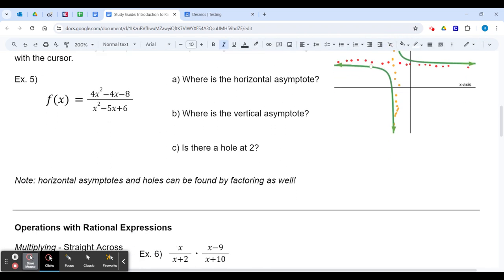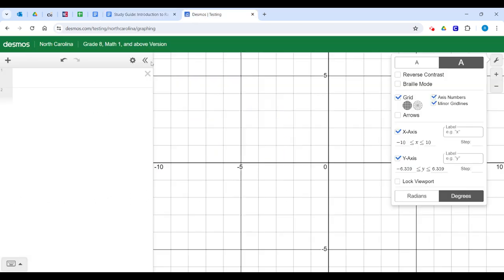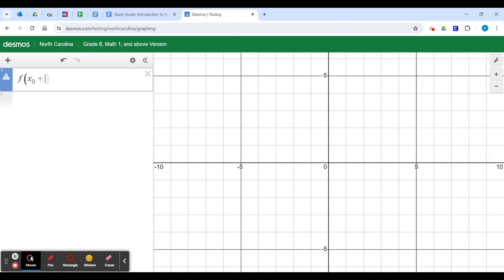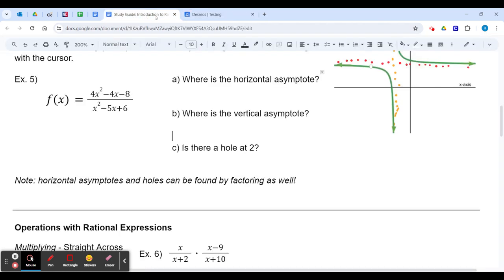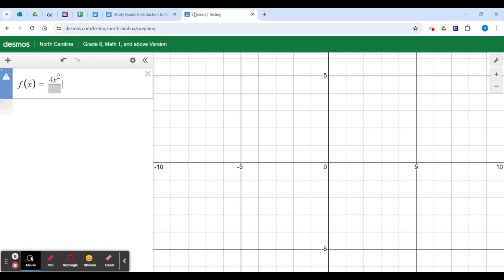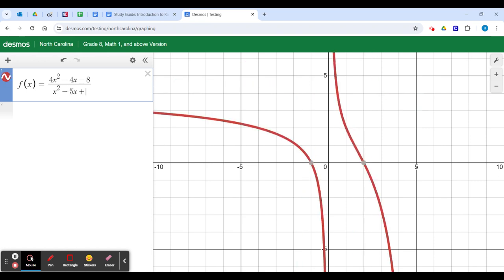For example 5, the quickest way to find all of these different discontinuities is to just graph our equation. So let's do that real quick. F of x equals, and whenever we're working with these rational expressions or equations, I like to throw the fraction in first. It helps me type it out easier. So then I get 4x squared up top minus 4x minus 8. And on bottom, I get x squared minus 5x plus 6.